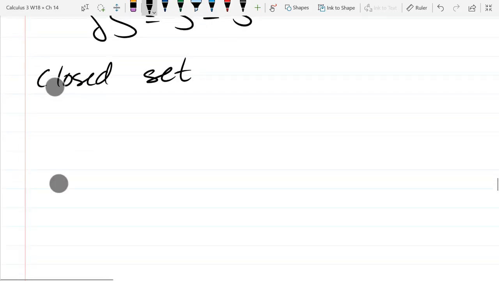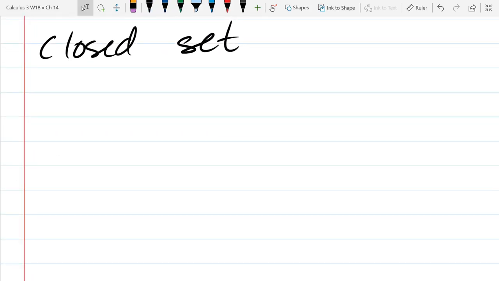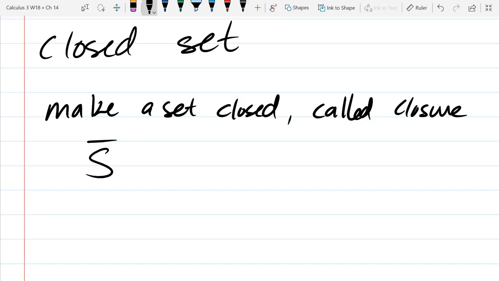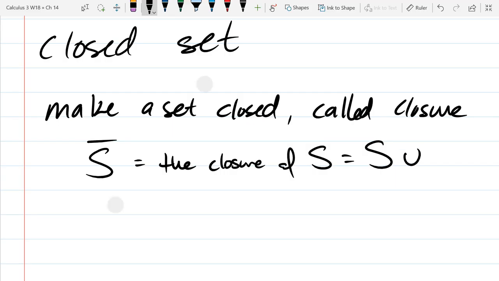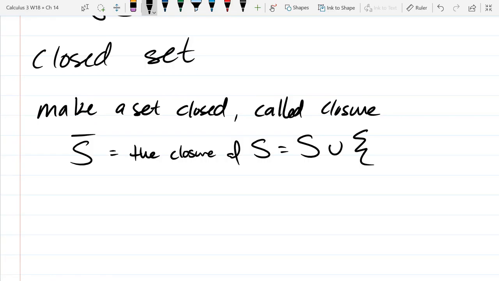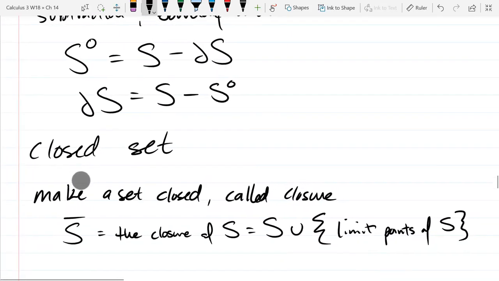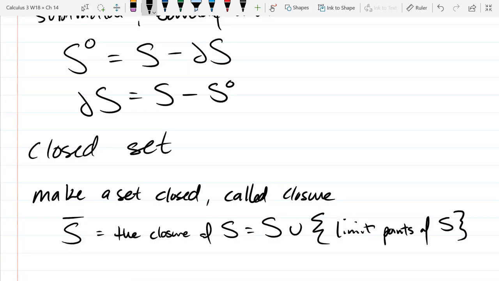It includes the delta S points? Basically, yeah. So you're just making a claim on, so let's write closed set. I can make a set closed. This is called the closure. Use an over bar for the closure. So it's the closure of S, and this is S union, now I'm going to write a special word that I won't define till Monday, union all the limit points of S. I'll define limit points, but it's basically the boundary points and the points close to where the boundary would be, even if they weren't in S.